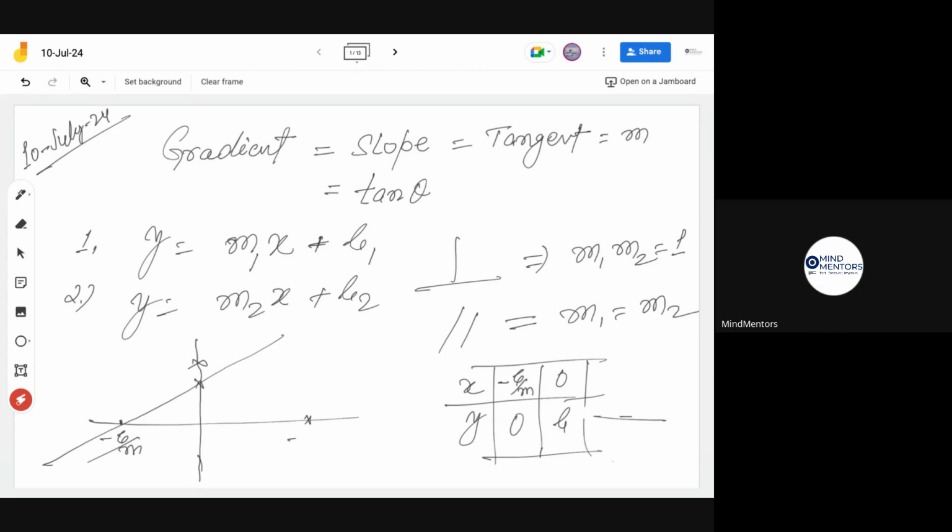Okay, so I'll switch off my camera as well. And yeah, so we were just revising what we had done, and then we'll do some problems in this space.